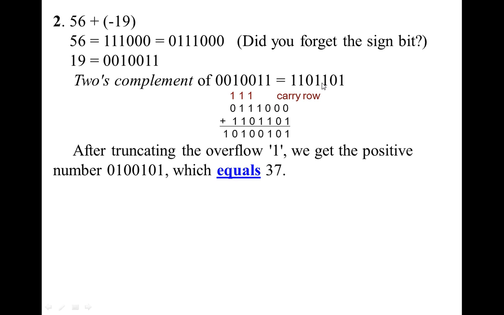Means simply add these two bits using the same operation. 1 plus 1 is 0, carry 1. 1 plus 1 plus 1 is 1 0 or 1 1. So use all this, and that gives the output, that is 0 1 0 0 1 0 1.